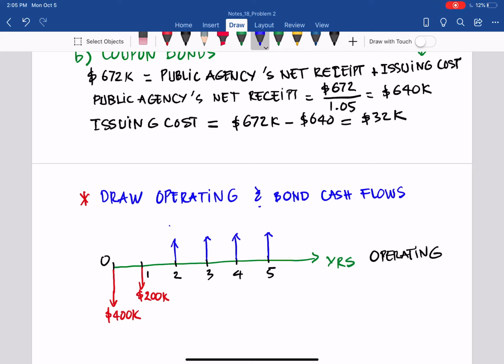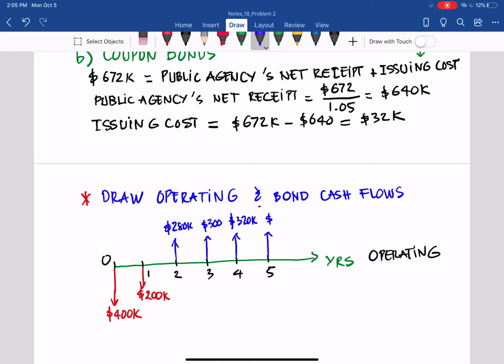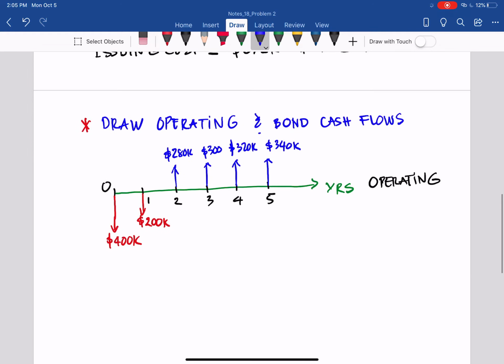So that is from that table: 280, 300, then we have 320, and the last one is 340k.